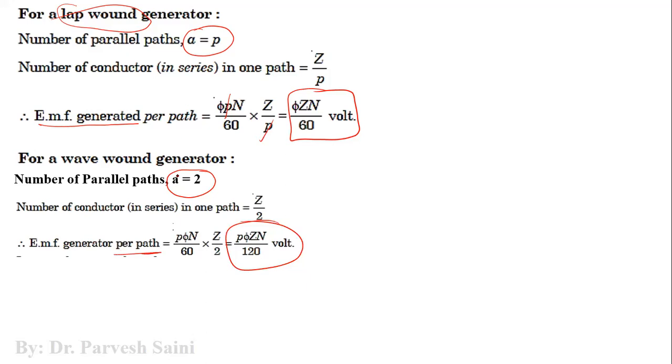So this was about the EMF generated in a DC generator, right? Based on which kind of armature winding is used, whether it is lap wound or wave wound, we have two different or separate equations for both type of generators. However, in general, the equation is P phi Zn by 60A, right? So each parameter has already been explained to you.